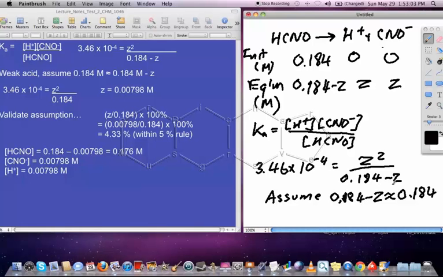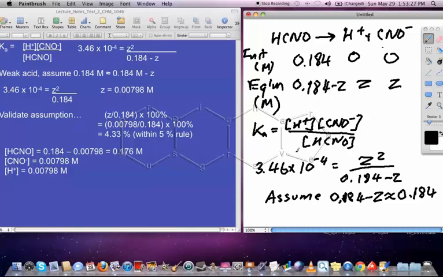Alright, so what do we mean by that? A weak acid by definition means we're getting a very small amount of H+. If we're getting a very small amount of H+, it means this isn't going to be breaking up very much. Now how can I know it's a weak acid? I can do that by looking at the Ka value.